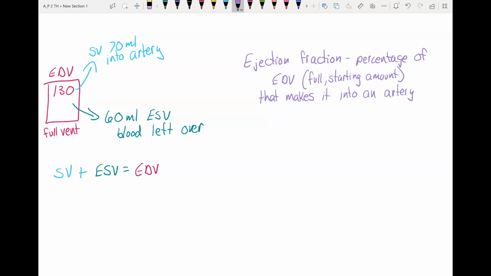So if we do this for the heart, the ejection fraction is going to be that 70 over 130. You started off with 130, you got 70 into the artery. That comes out to about 54%. A little over half.